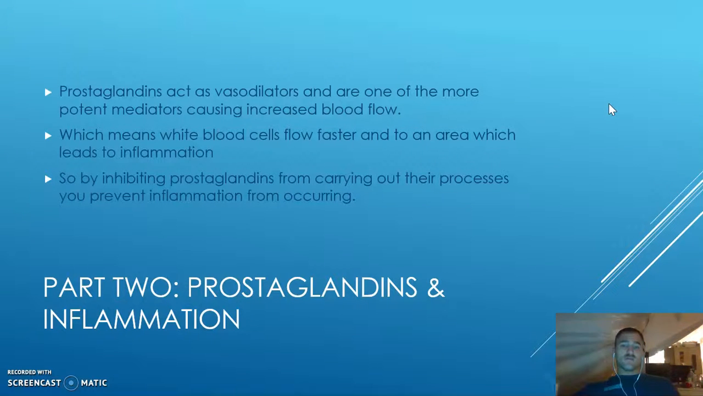So these white blood cells are going to be able to flow faster to an area, and the white blood cells are going to be the things that release and cause inflammation in the area. So by inhibiting prostaglandins from carrying out their processes, you're preventing more white blood cells from getting to the area, which is going to prevent inflammation from occurring.